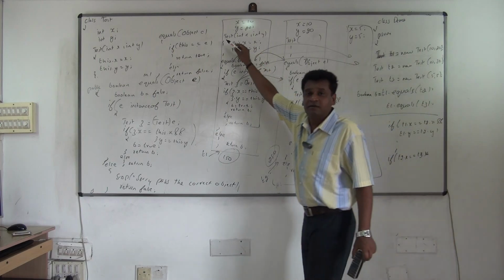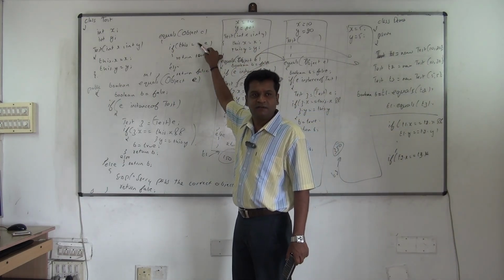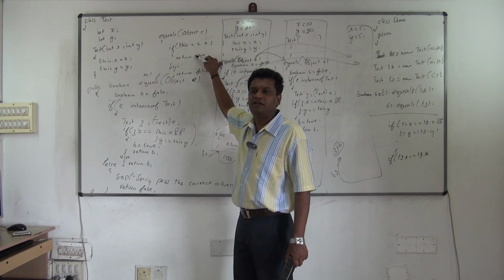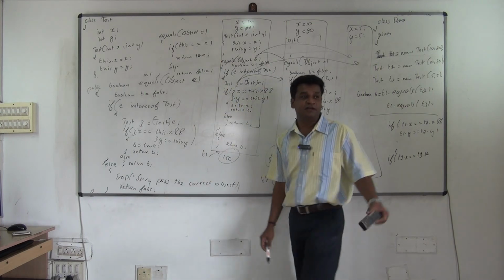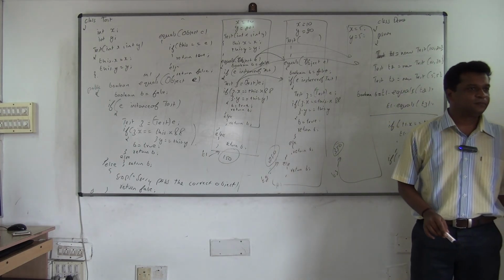You'll send some address now. It will check the current address. It will check with what? The incoming address. If both are equal, it will return true, else it will return false. That's the default implementation. So if you don't want that, then we override this.